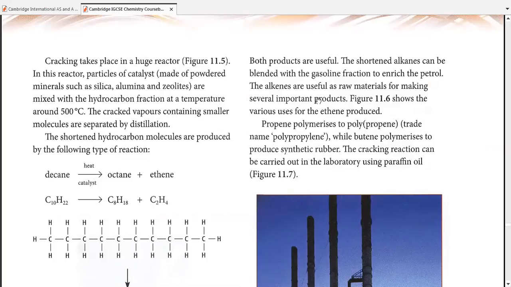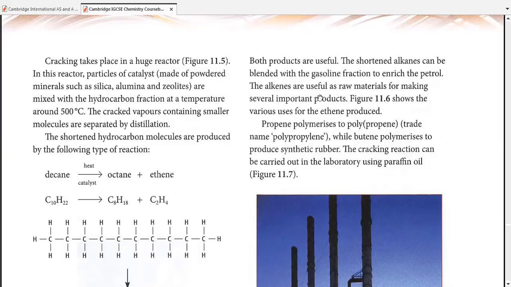All right. Now, let's come to a little more pieces of information before we wind up this cracking topic. Both products, I mean, the alkanes and the alkenes are useful. The shortened alkanes can be blended with gasoline fraction to enrich the petrol. What happens if we enrich the petrol? What is blending? We'll discuss that in the very next topic. Okay, on the next page, page 280. Okay, so I'm just going to skip explaining this line because there is an entire topic for it.